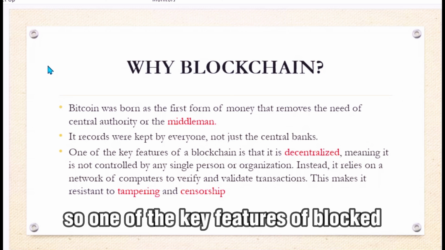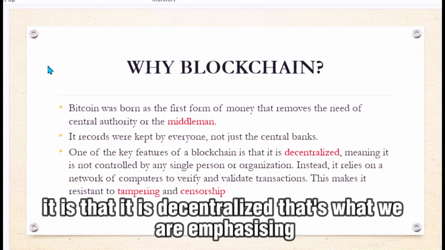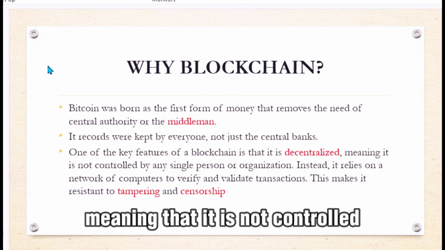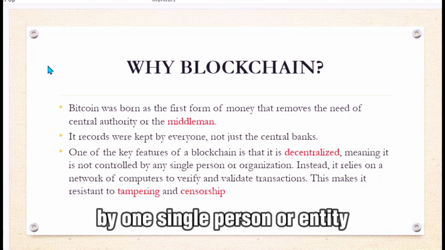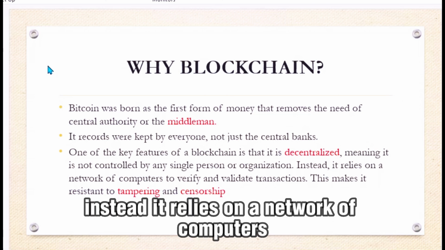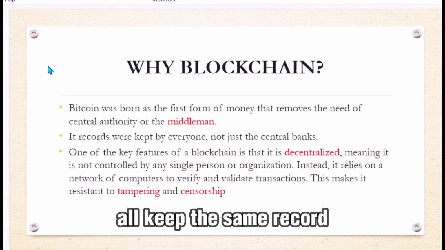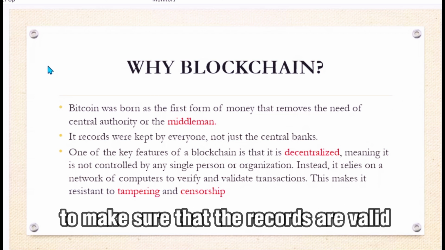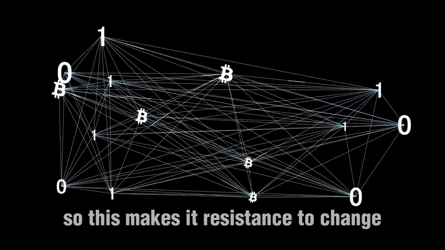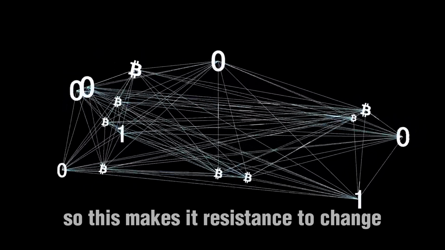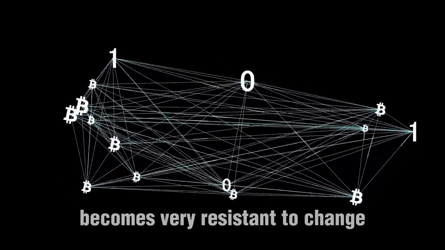So one of the key features of the blockchain is that it is decentralized. That's what we're emphasizing, meaning that it is not controlled by one single person, entity or organization. Instead, it relies on a network of computers. So many computers that are distributed across the network all keep the same record, and they cross-check to make sure that the records are valid. So this makes it very resistant to change or alteration.